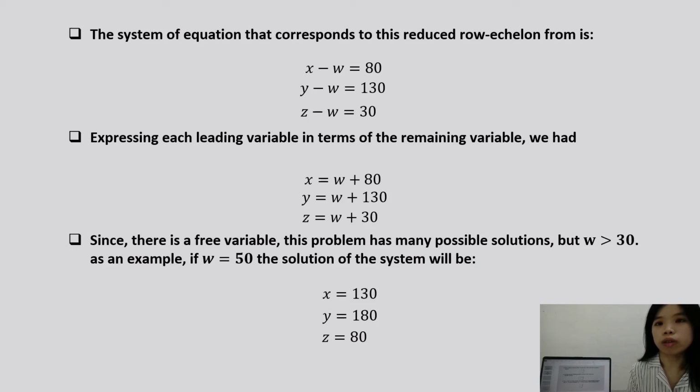So we get W equals 15, and then while W equals 15, X will be 130, Y will be 180 and Z will be 80. Okay, thank you.